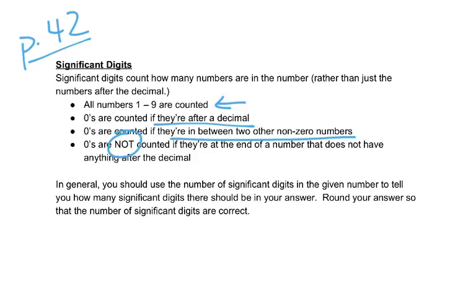The idea behind this is that you use the number of significant digits that are in the problem to tell you how many significant digits there should be in your answer. And you round so the number of significant digits is correct. So let's practice this now in the next example.